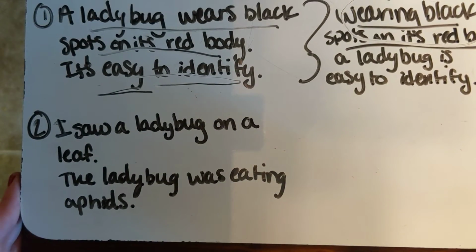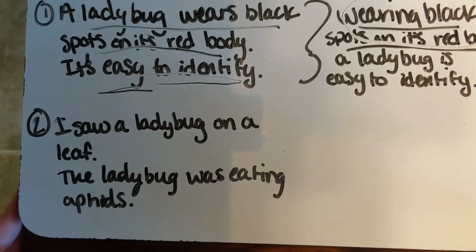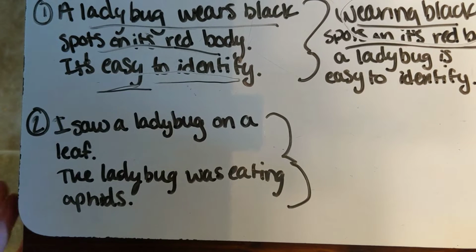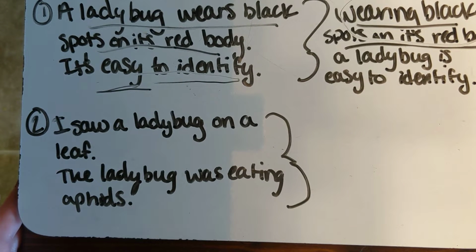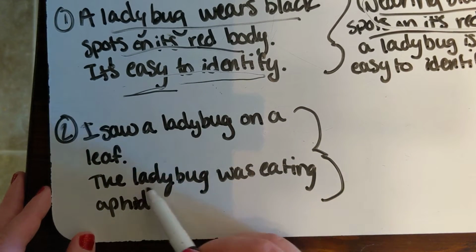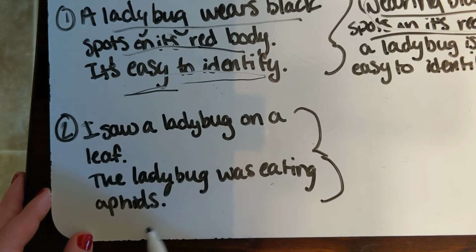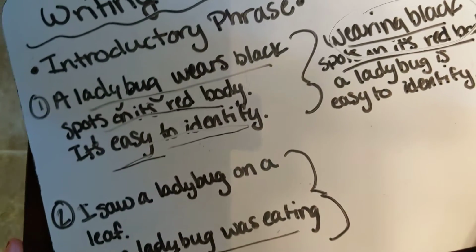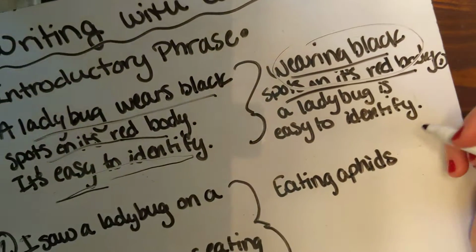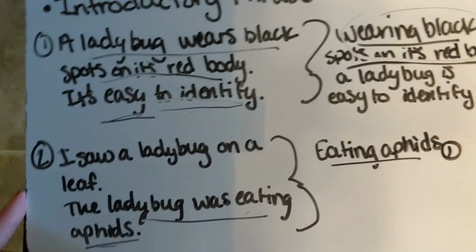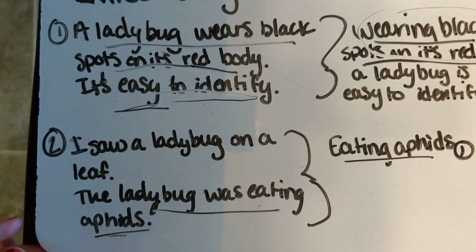If we have the two sentences, I saw a ladybug on a leaf and the ladybug was eating aphids, we want to combine those two sentences into one sentence. So let's determine what we want our introductory phrase to be. I would say probably this last sentence here, we're going to start with the ladybug was eating aphids. So we're going to put eating aphids, comma, because that's our introductory phrase right there. And then we have to include the rest of our sentences.